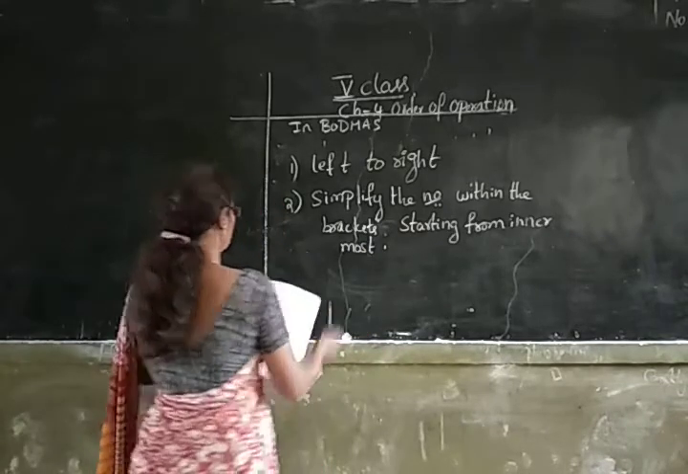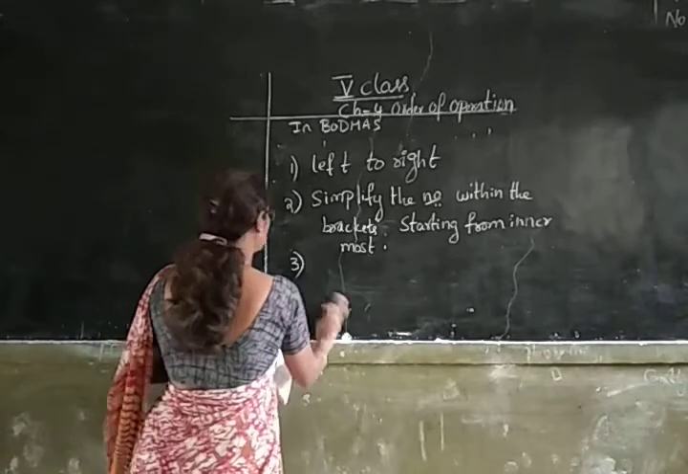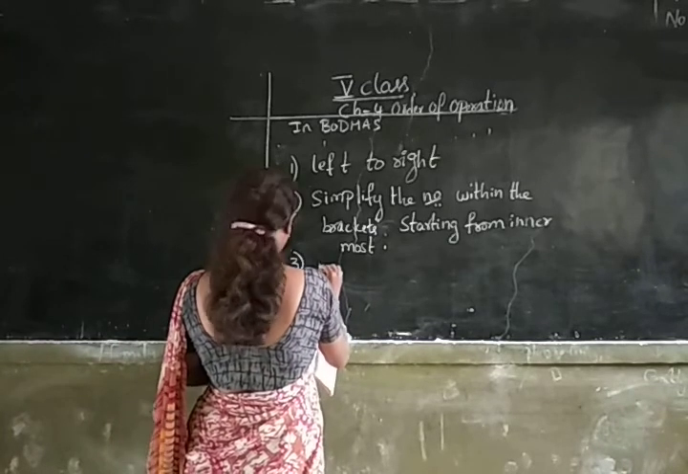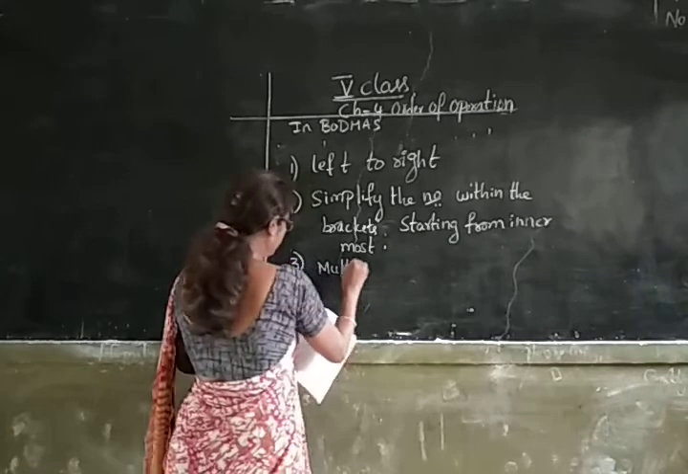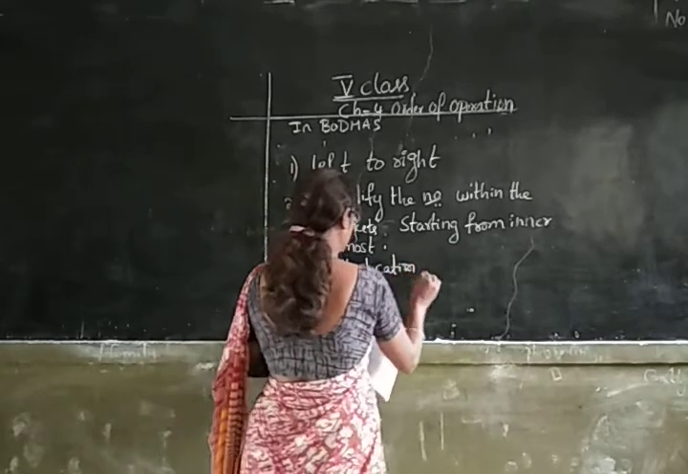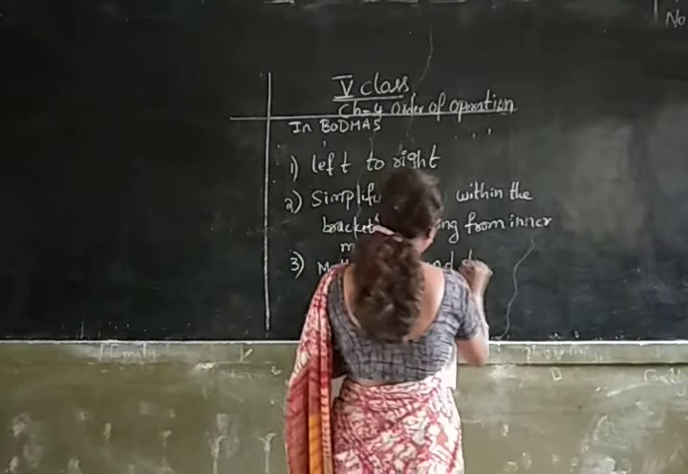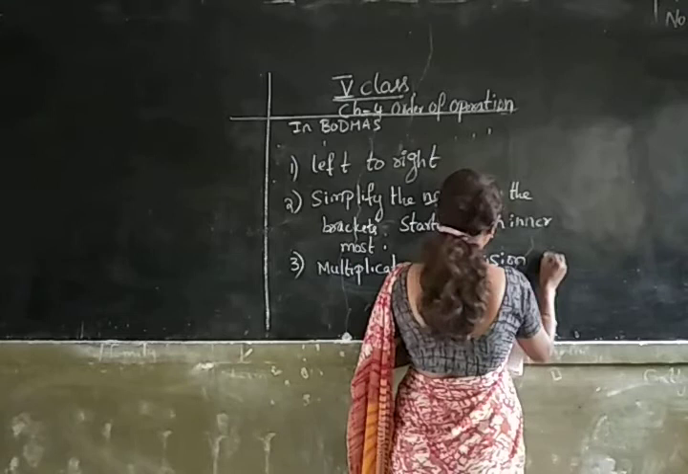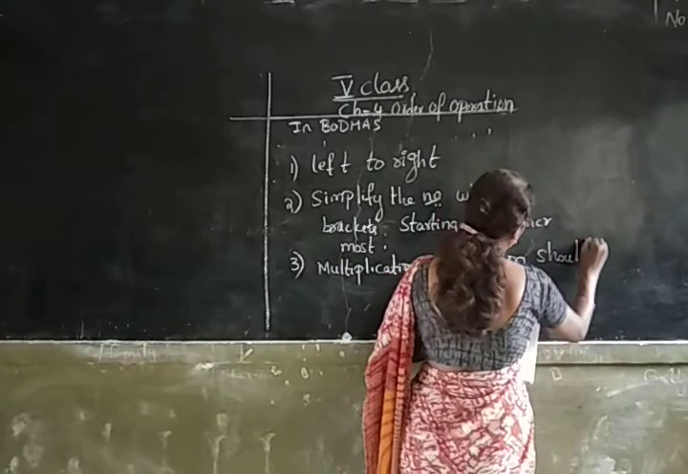And the next one is, you have to do division and multiplication. Multiplication and division should be done before.